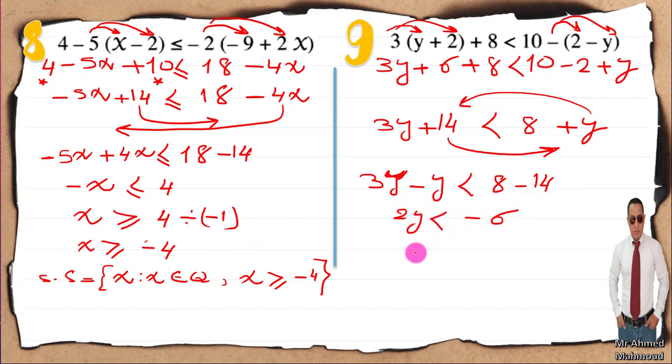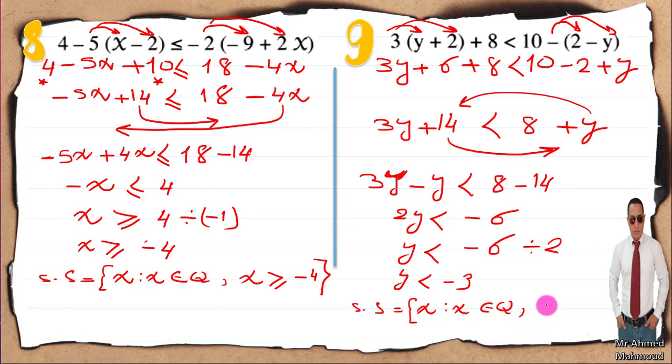Now I'm going to divide by 2, so y less than -6 divided by 2. I didn't change the direction because the division is by a positive. So y less than -3. Solution set equals x such that x belongs to Q and x less than -3. It's okay to write the solution set with x while the letter here was y. It's okay, it's not wrong.